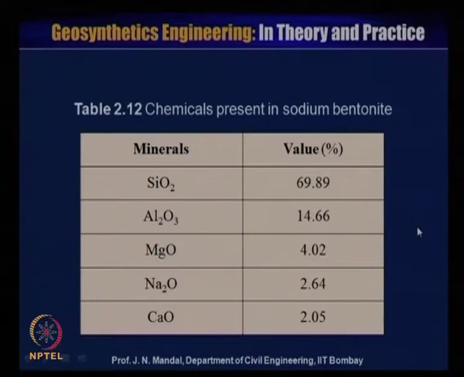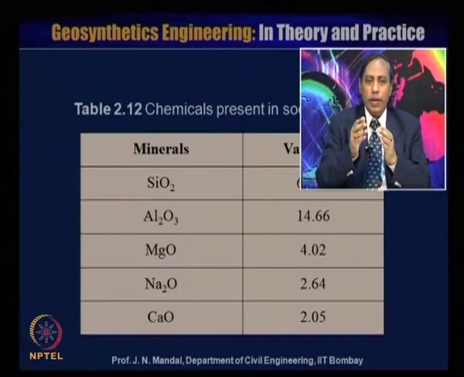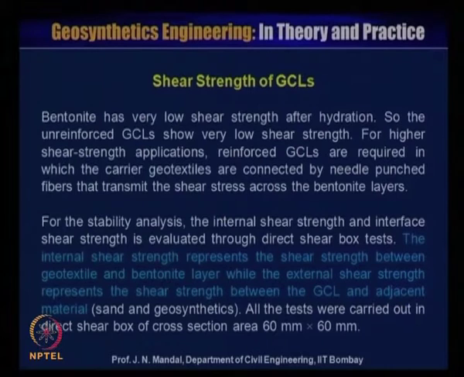This mineral is silicon dioxide, about 69.89%, aluminum oxide is 14.66%, magnesium oxide is 4.02%, sodium oxide is 2.64%, calcium oxide is 2.05%. Shear strength of the geosynthetic clay liner.